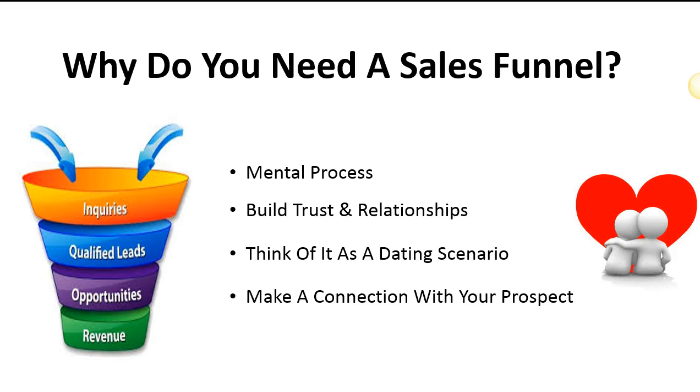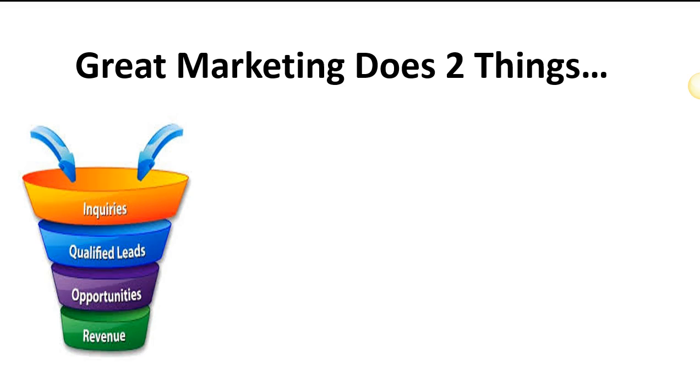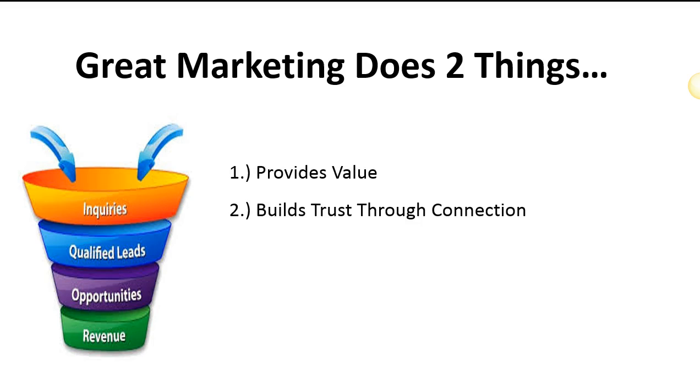Now, if you take anything away from this video, what I'm going to tell you is probably the most important principle you can learn in this business. So you may want to grab a pen, and grab some paper and write this down, okay? When marketing is done correctly, good marketing provides two things, and selling is not one of them. Good marketing provides value and builds trust through connection. Okay, when you can do these two things properly, then selling is very, very, very easy.